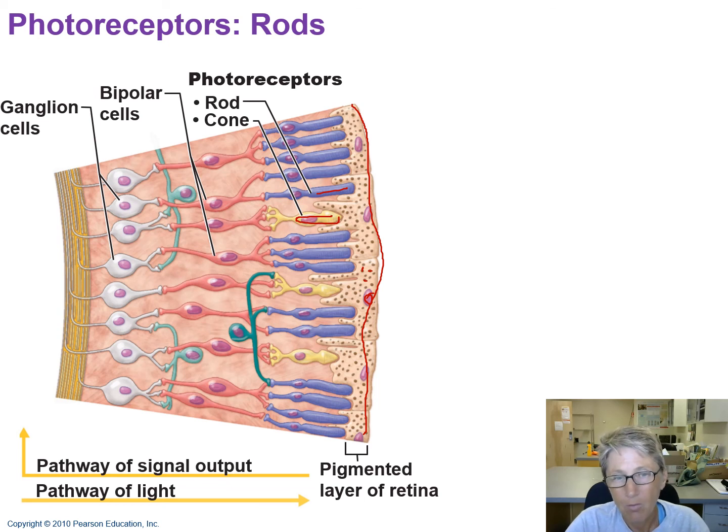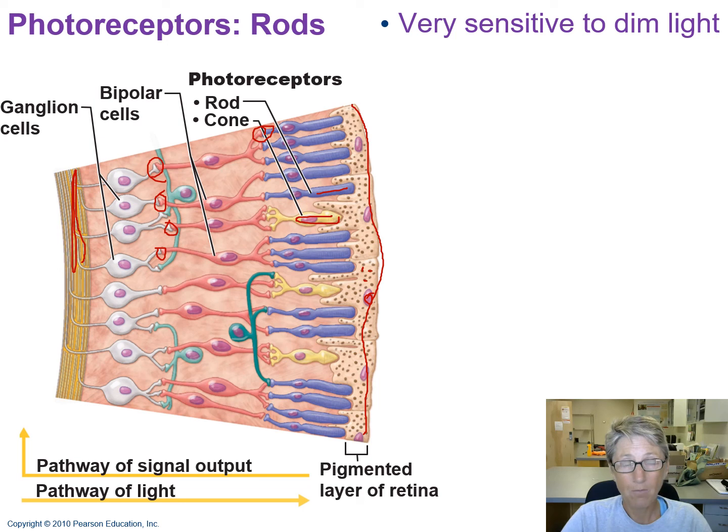The rods and cones are synapsing here with the bipolar cells. And then the bipolar cells synapse with the ganglion cells. And then the ganglion cells' axons will send action potentials through the optic nerve to get to the brain.